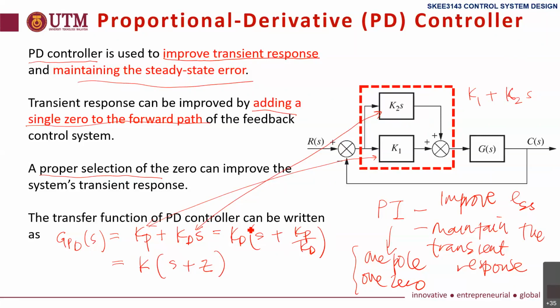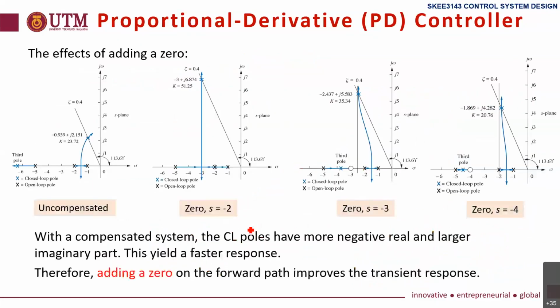Next, we want to show what happens if we add a 0 into an original system. This is the effect of adding 0. Let's say this is the original system, the root locus of the original system. They have three poles, -1, -2, -5. And this is the root locus. And at zeta 0.4, we get this value. This is the dominant pole, -0.9 plus or minus J 2.1, K equal to 23.